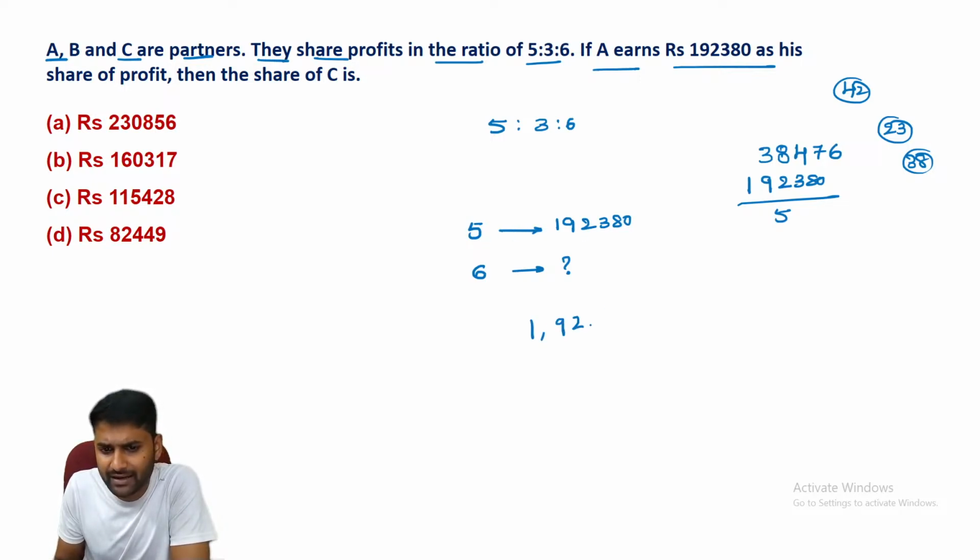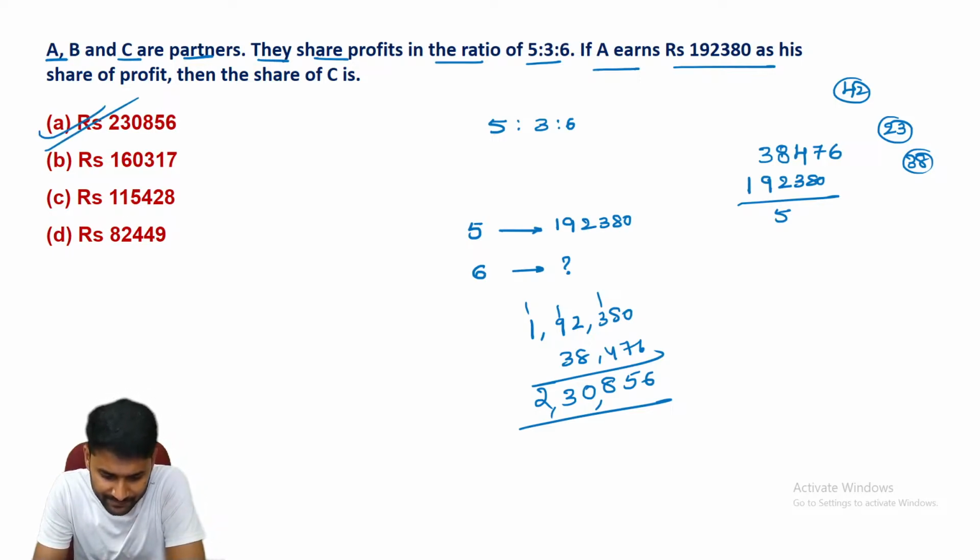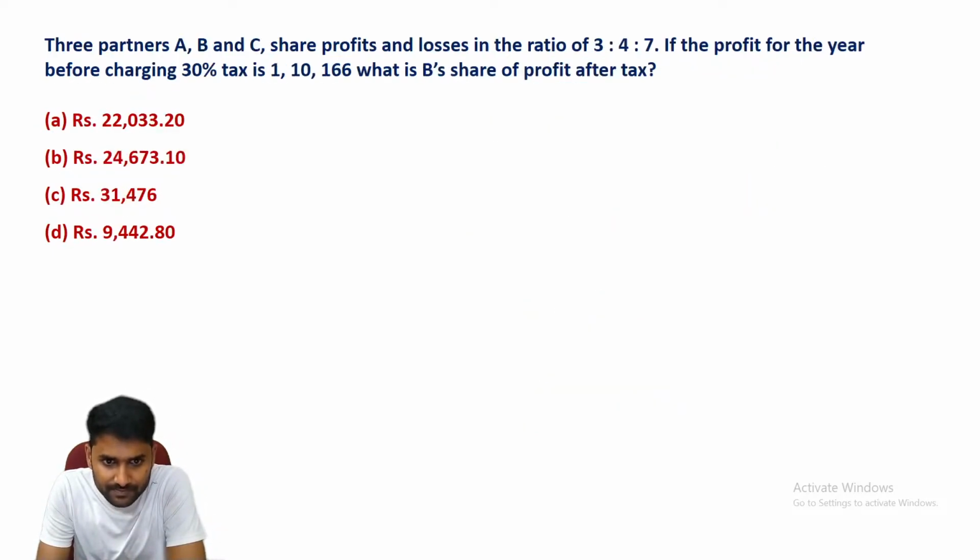See, 1,92,380 and add 38,476. You will get the final answer. 6. You have 5 carry over. 8. 0. Again 1 carry over. Finally the answer is 2,30,850. Go through this information.